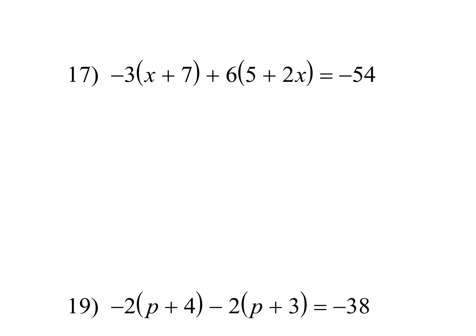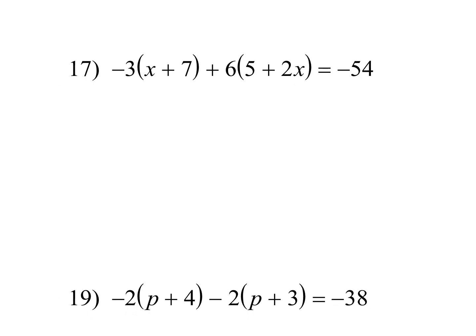So what you've got to make sure you do with those is that you don't distribute it, like I said, just once but twice. So for the first one, you've got to take -3 and distribute it to the x and to the 7. If you do that, -3 times x becomes -3x. -3 times 7 becomes -21.